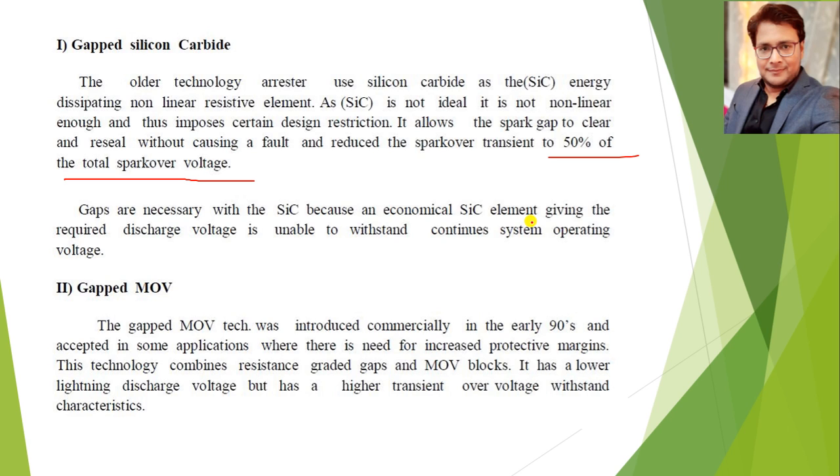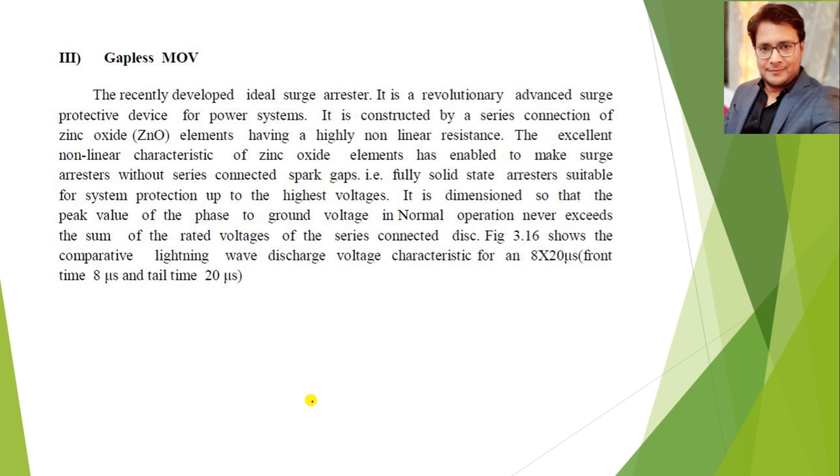The gapped MOV technology was introduced commercially in the early 90s and accepted in some applications where there is need for increased protective margin. This technology combines resistance, graded gaps, and MOV blocks. It has a lower lightning discharge voltage but has a higher transient over voltage withstand characteristic. And the last, gapless MOV.